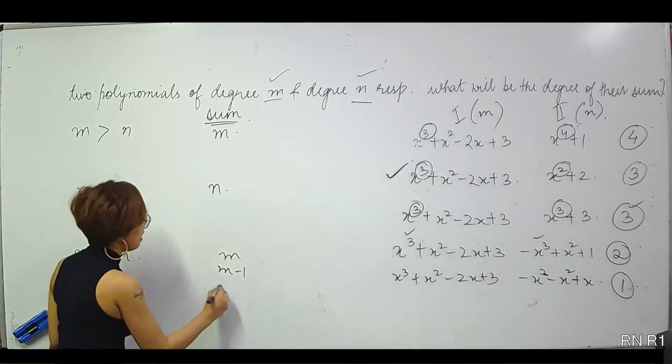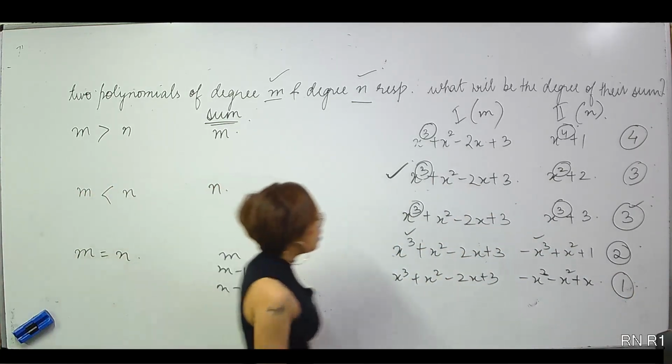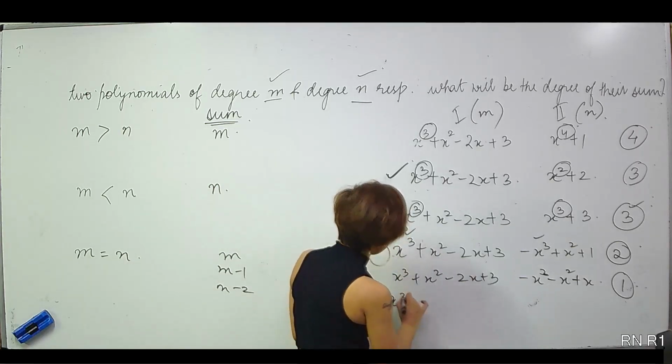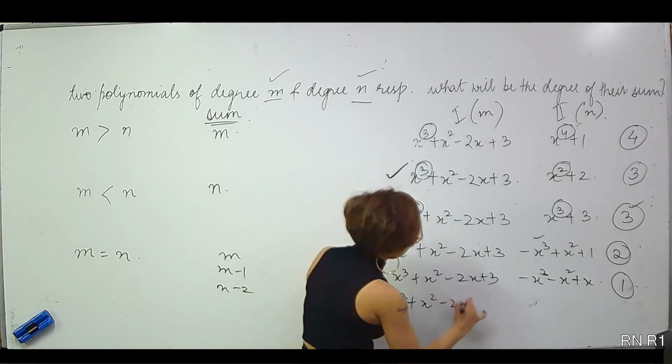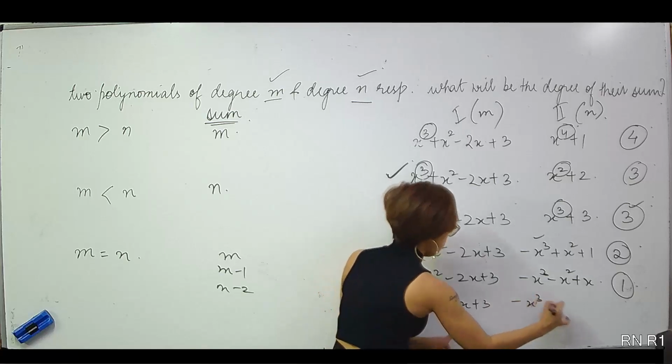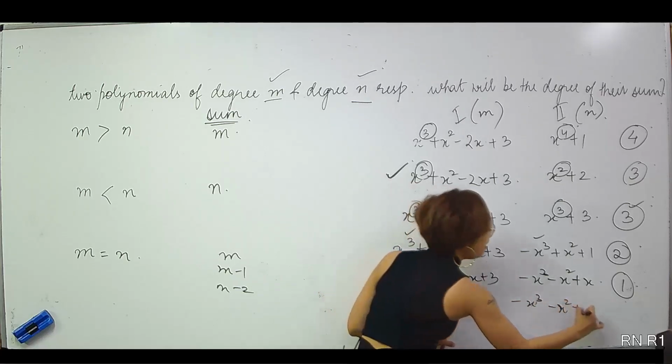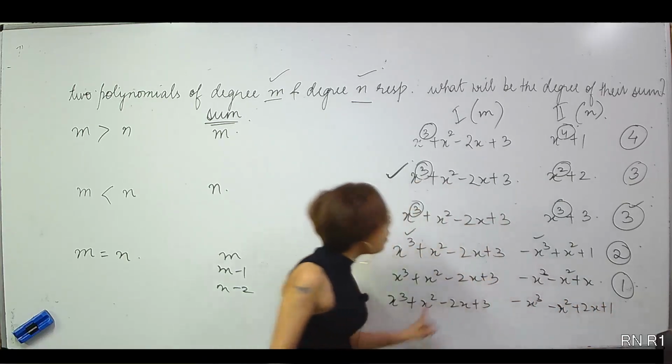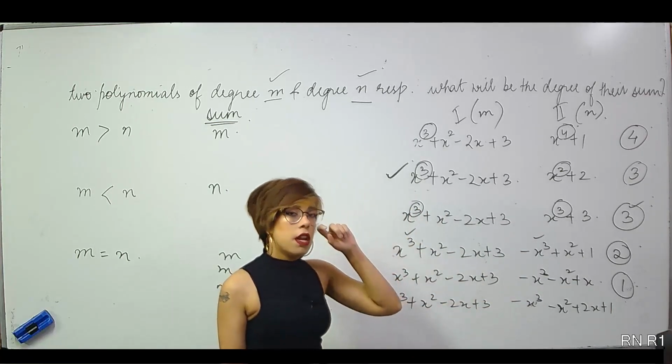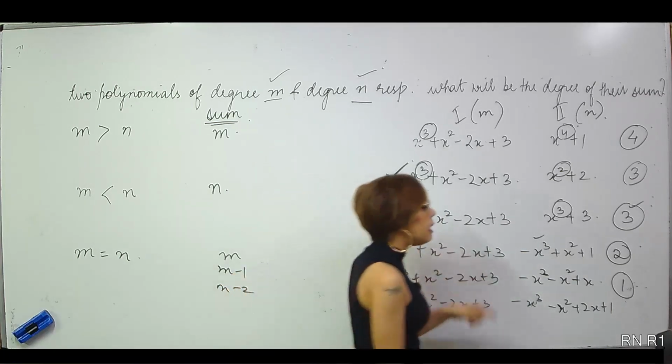Right? Okay, then m minus 2. Okay, cool. Then you know what the next case would be? x cube plus x square minus 2x plus 3. I can say minus x cube minus x square plus 2x plus 1. If you add these two up, you are getting a constant. Now, degree of a constant polynomial is 0.